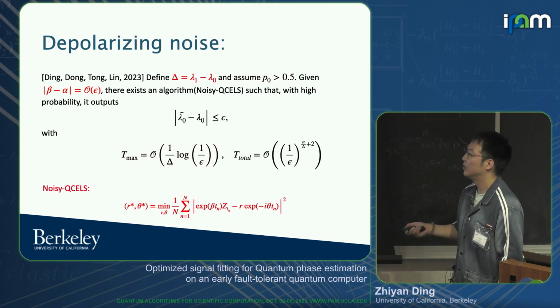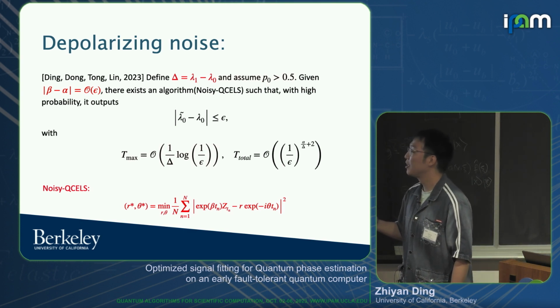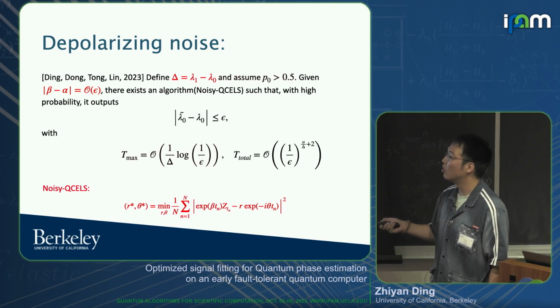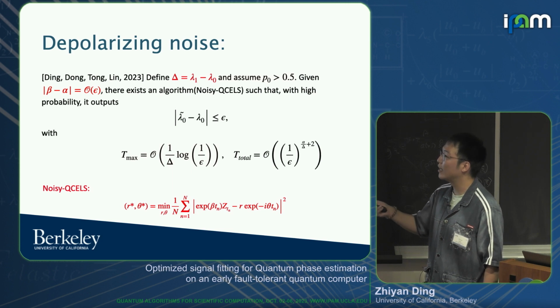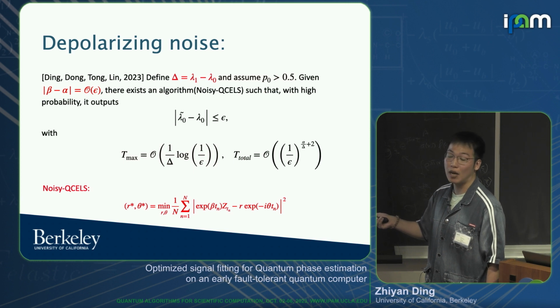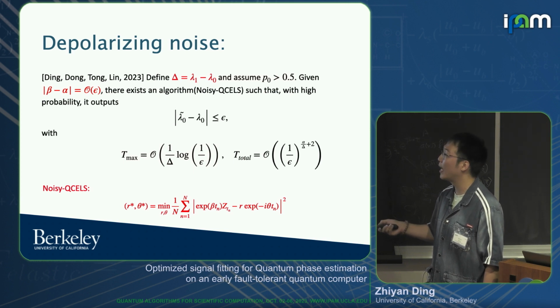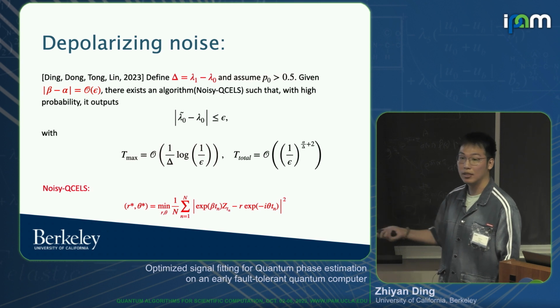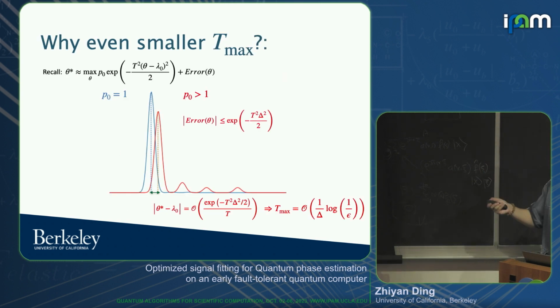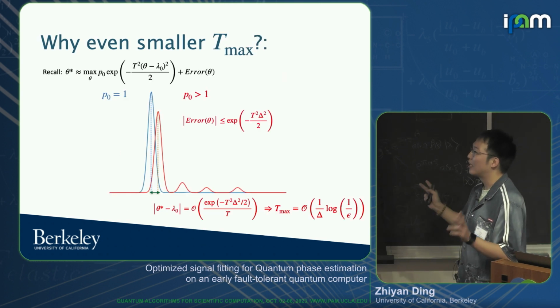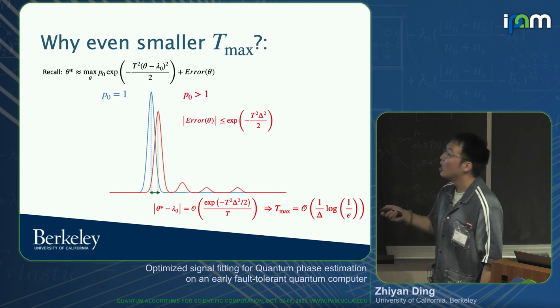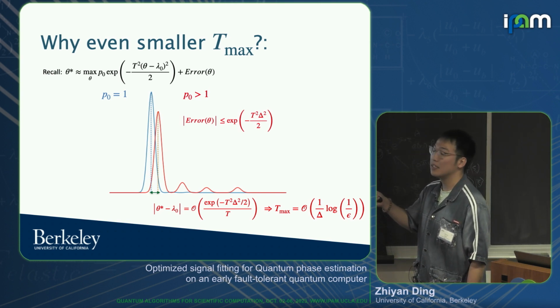So the noisy QCELS is actually very simple. We already have an estimation for alpha. Then I mitigate my previous signal, and I still solve this optimization problem, and we can directly show this result. Now I want to show another intuitive proof of why we can achieve an even smaller Tmax.